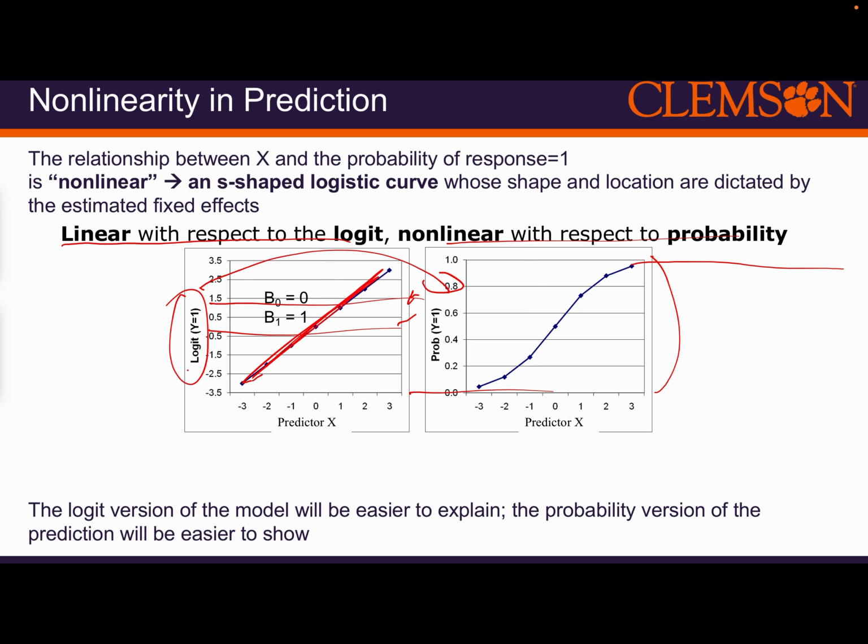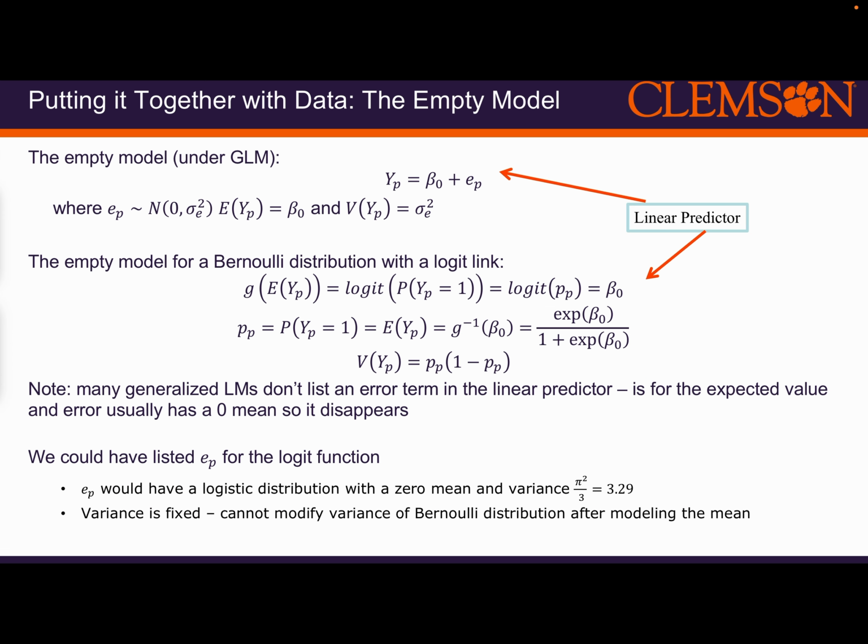That is why we call these generalized linear models, because they're linear models for the link transform part of the mean itself. The logit of the model will be easier to explain. The probability version of the prediction will be easier to show, though. So we can explain our phenomena in logits, but our impact often goes in probabilities. So we need both of these to back-translate our results to people who want to understand what we're trying to do. Now, let's put it together.